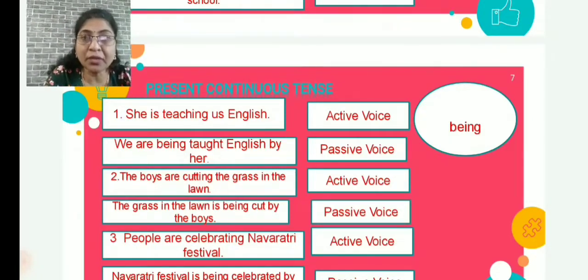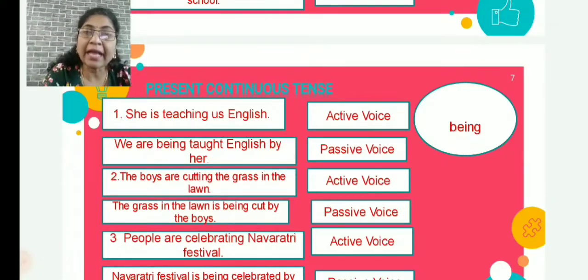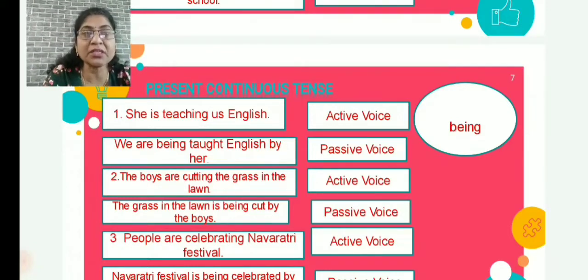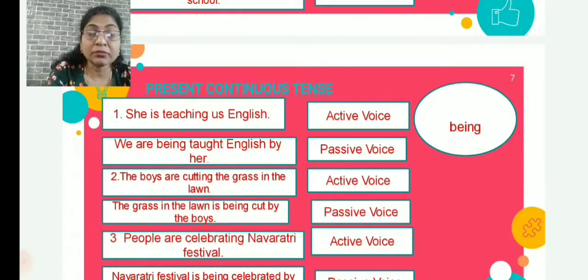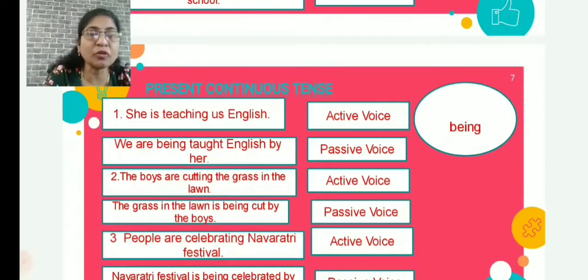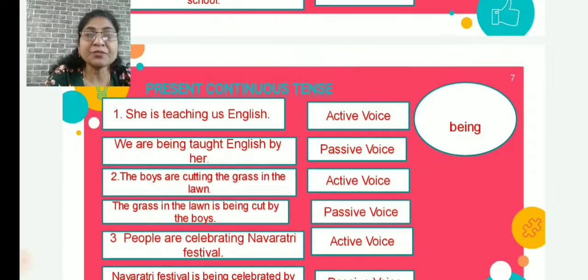So she, the doer in the sentence, is the supportive verb, teaching is the action done, and us English. Here again we have two objects, us and English. If we ask the question "by whom", we get us. And if we ask the question "by what", we get English. That means both objects are there. So we have framed the example into passive by taking us.